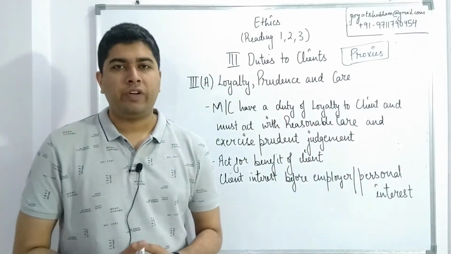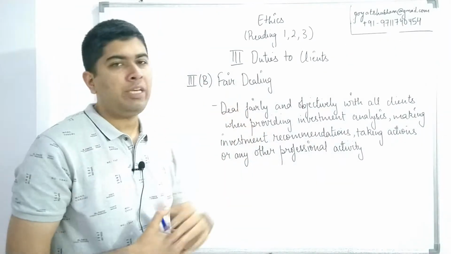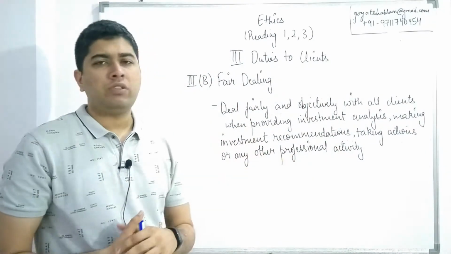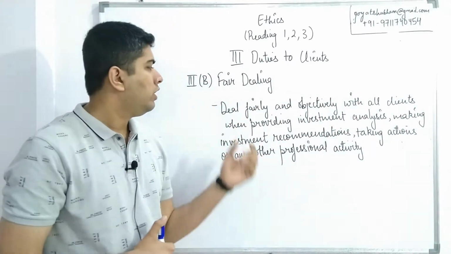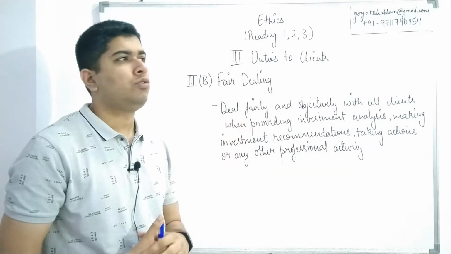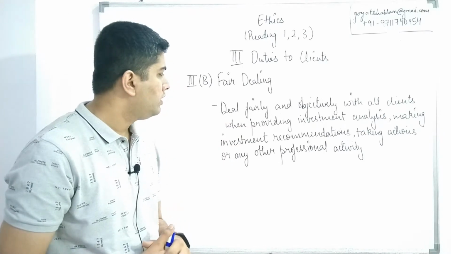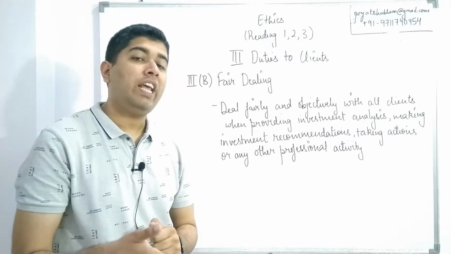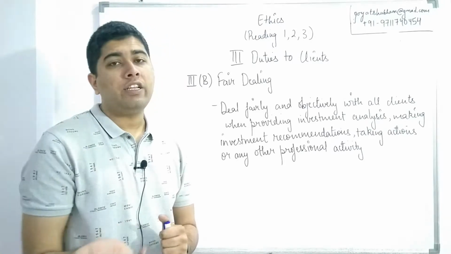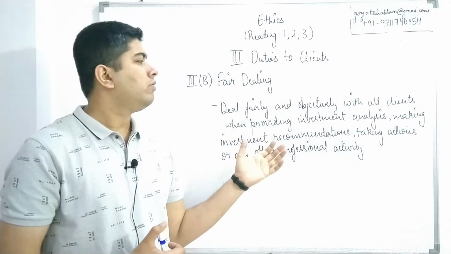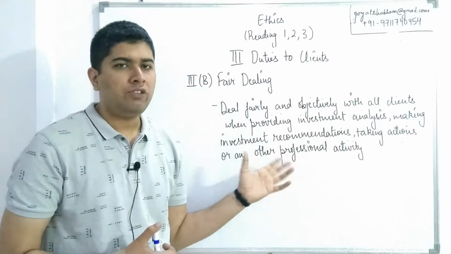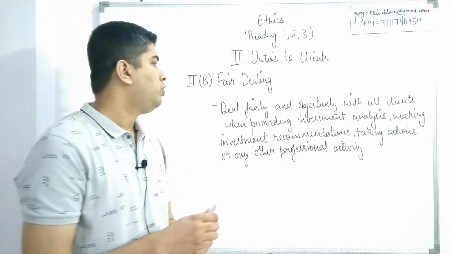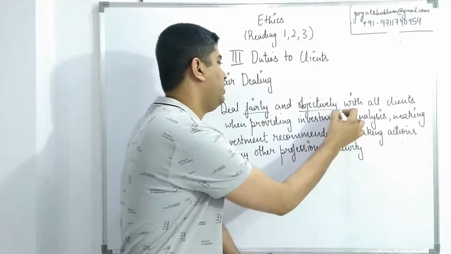Now let's move on to 3B. The next standard we have is 3B, which is talking about fair dealing. Let's quickly go over the language of the standard and then we'll discuss some nuances. Members and candidates are supposed to deal fairly and objectively with all clients when providing investment analysis, making investment recommendations, taking investment actions, and any other professional activity. So basically, in all your professional activities, you are supposed to deal with clients fairly and objectively. So two keywords: fairly and objectively.